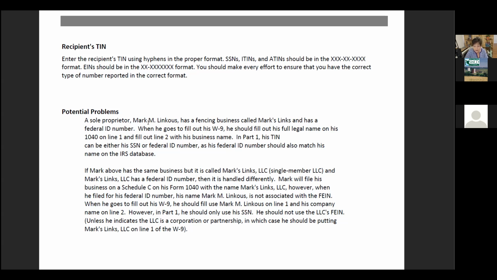So he's a sole proprietor. He automatically has a social security number from the day he was born, but he has also filed for a federal ID number for Mark M. Linkus, even though it's Mark's Links. When he files for that federal ID number, it's Mark M. Linkus. So he has both of those numbers associated with his name. And so when you do the 1099, you need to use his name. Underneath it, if you want to do a DBA, you can put Mark's Links. But keep in mind that you're reporting based on his line one name, and his TIN should be his social security number. But in this case, you can also use his federal ID number.